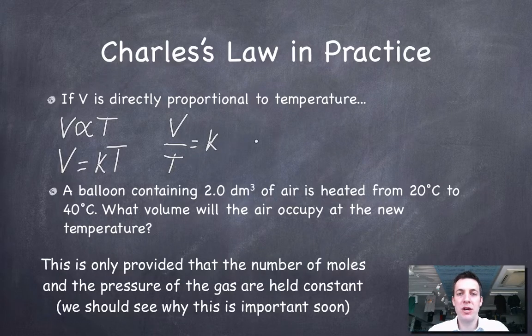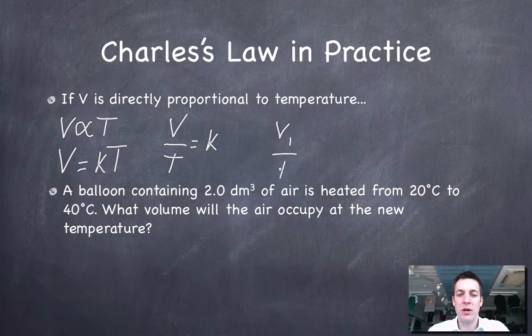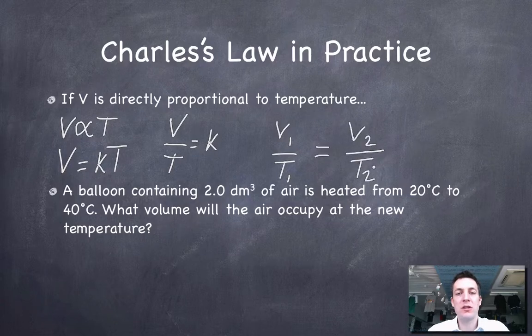The number that I get if I divide the volume by the temperature for a certain amount of gas will never change. So this is like saying that V1 over T1, my original conditions, are always going to be equal to the new volume and the new temperature if those conditions change. So V2 over T2 equals V1 over T1.